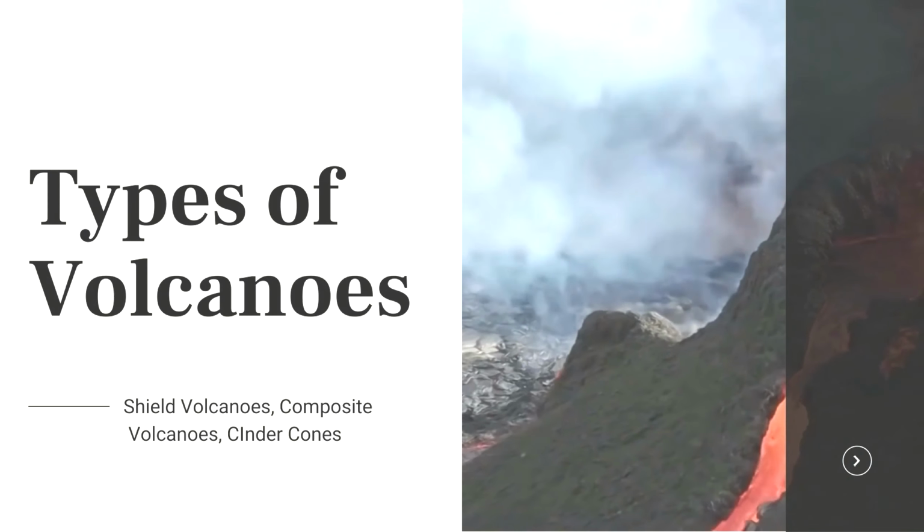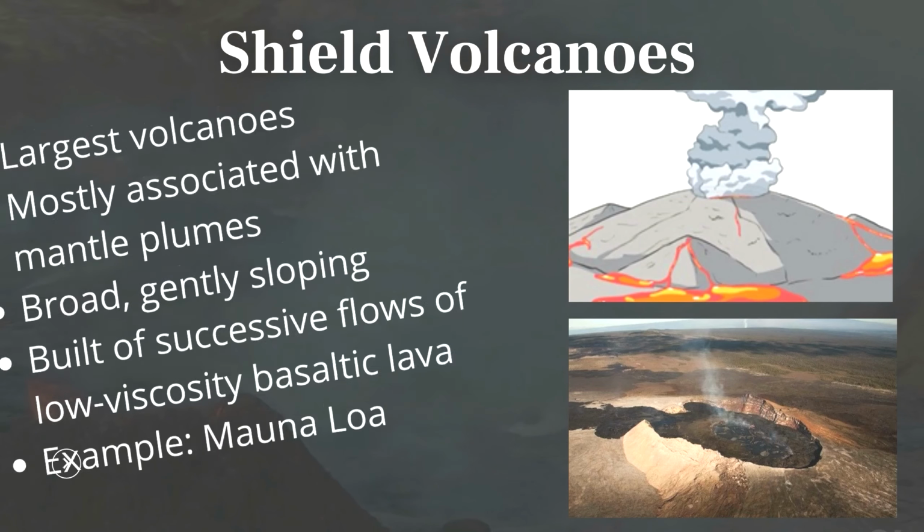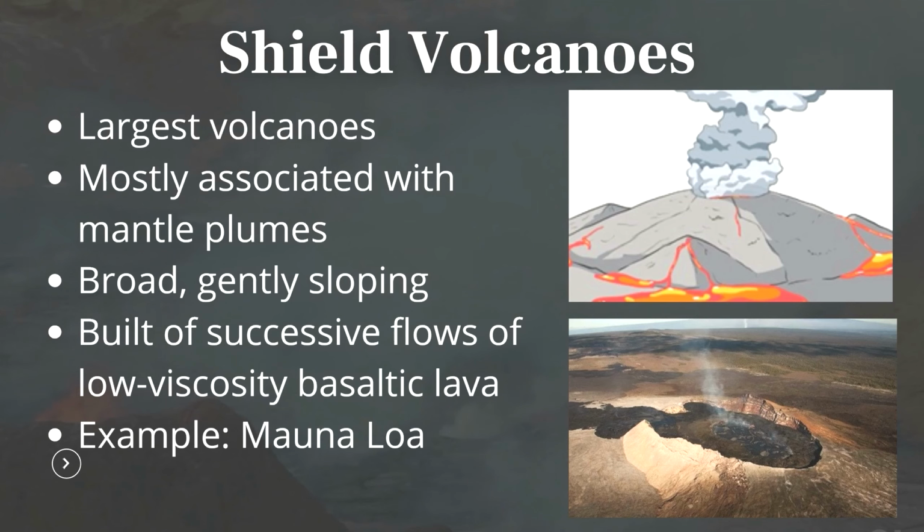Let's now move on to the types of volcanoes. Shield volcanoes are the largest volcanoes and are mostly associated with mantle plumes. They are broad and gently sloping. They are built of successive flows of low viscosity basaltic lava. The low viscosity of the lava means that it is fast flowing, therefore flows for long distances, resulting in the greater sizes of these volcanoes compared to other volcanoes. An example is Mauna Loa, which is the largest of all shield volcanoes, in fact, the largest of all volcanoes on Earth.